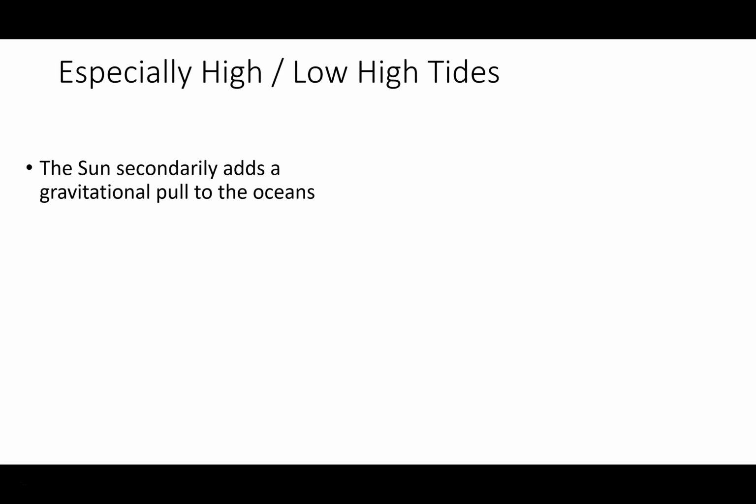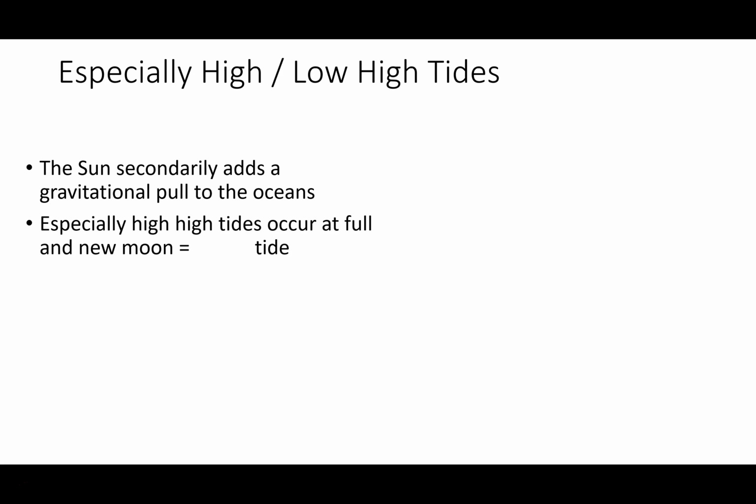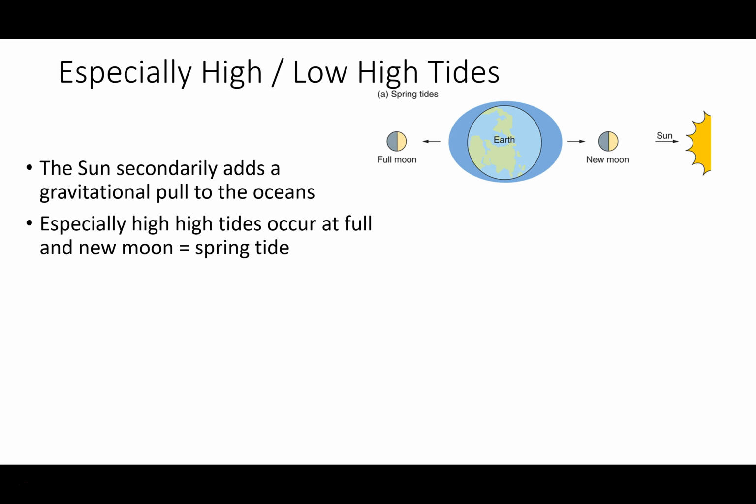When the sun is in cahoots with the moon, there's an especially high tide. Okay, so when there's an alignment of the moon and the sun against the earth, you're going to have an especially high tide. That's called spring tide, and it will occur in both of these scenarios.